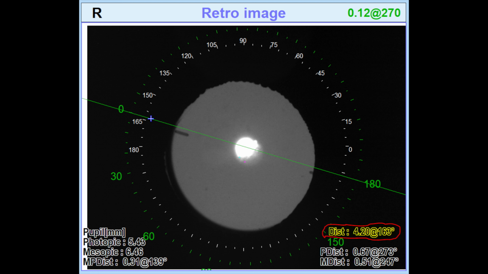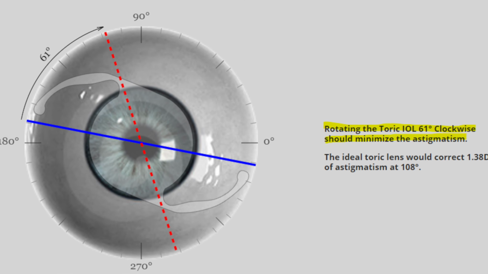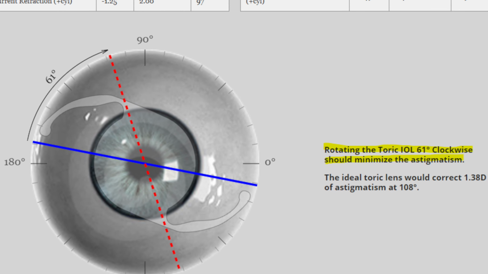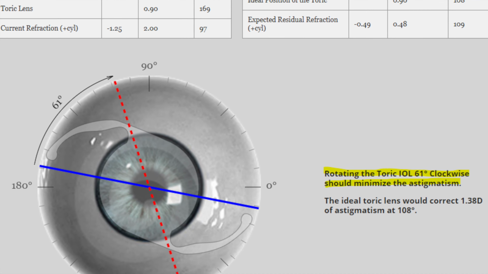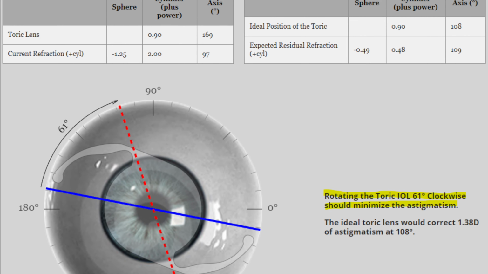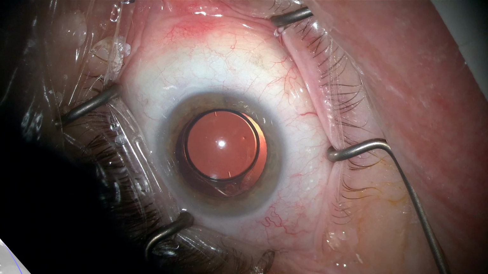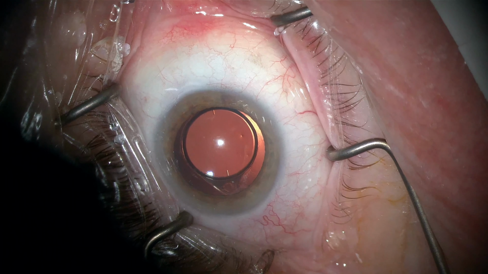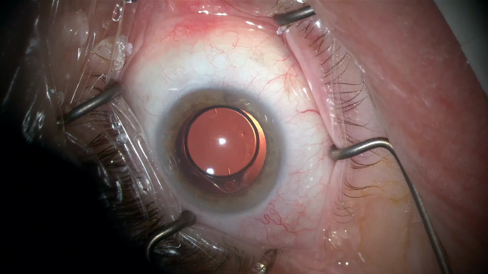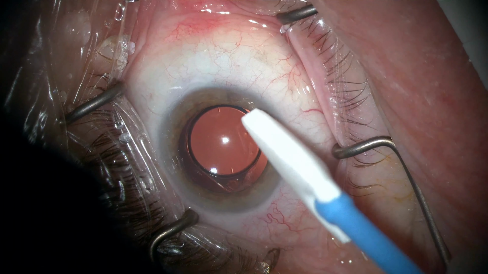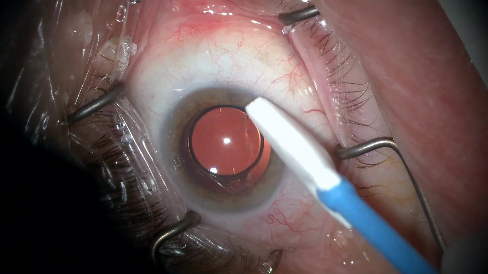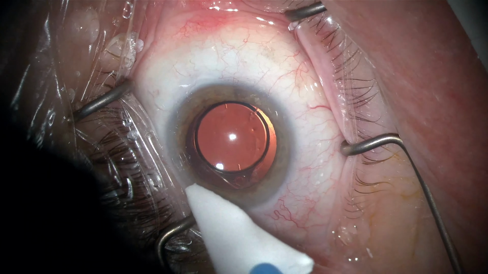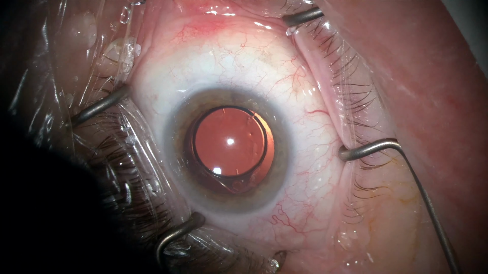Immediately post-operatively, the patient had good vision. When he came back 3 weeks later, the IOL had rotated to somewhere around 160 degrees. Plugging this into the Barrett Toric calculator, I was given the choice of rotating the IOL clockwise about 60 degrees to give the best possible vision. So a decision was made to take the patient back to the operating room to rotate the IOL.